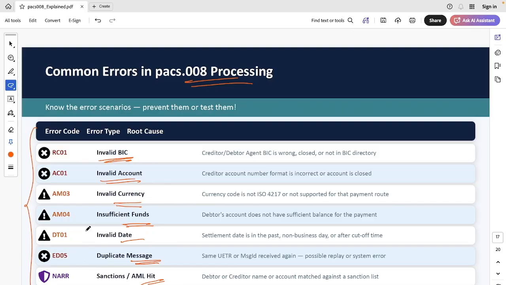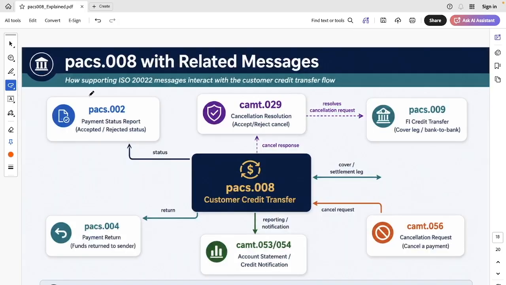Now let's understand where pacs.008 sits among other ISO 20022 messages, because pacs.008 does not work alone. It belongs to a family of related ISO 20022 messages. At the center of this diagram, we have the pacs.008 customer credit transfer. This is the main payment instruction message. In simple words, pacs.008 tells the banking network who is paying, who is to be paid, how much money is being transferred, which banks are involved, and what this payment is for. But in real banking, one message alone is not enough. A payment may need status updates, cancellation, return, settlement support, account reporting, and so on. That is why pacs.008 works well with other related messages.